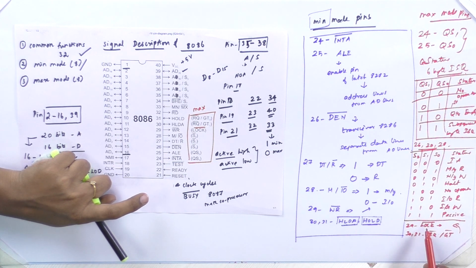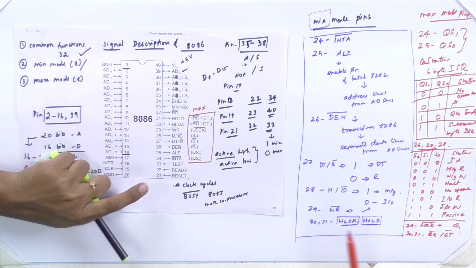If the lock pin is active low, then these pins have no function, or these pins are not able to receive any request from the connected peripheral devices. If it is active high, then the 8086 processor can receive the request and further it sends the grant signal as an acknowledgement to the requesting IO device. So this is the function of the request and grant pins. So these are all the functions of each and every pin of the 8086 processor.